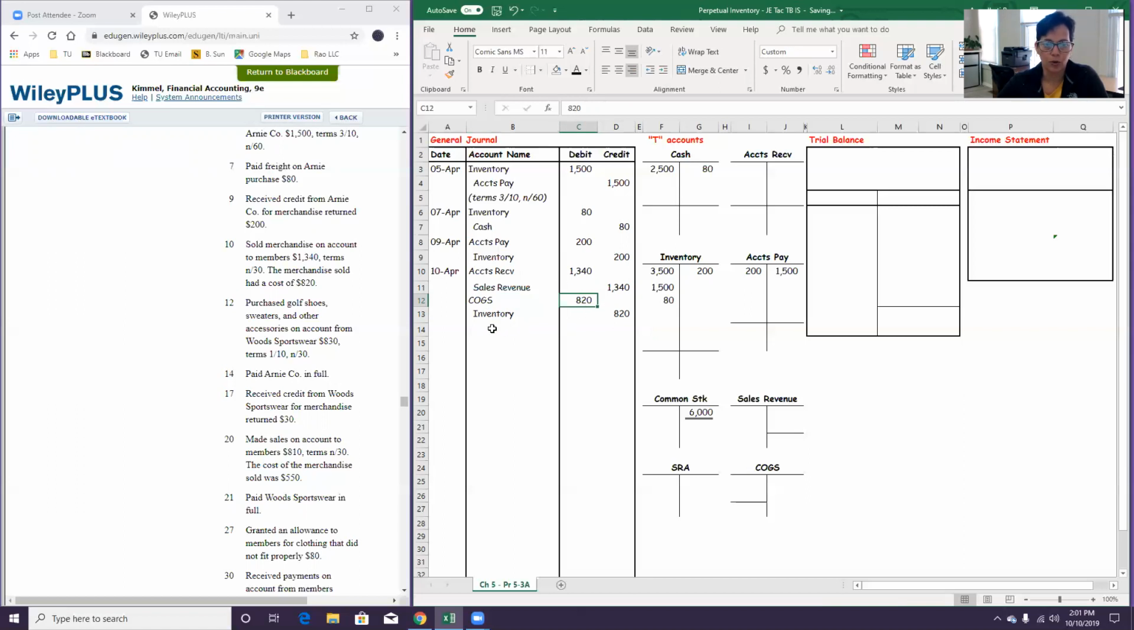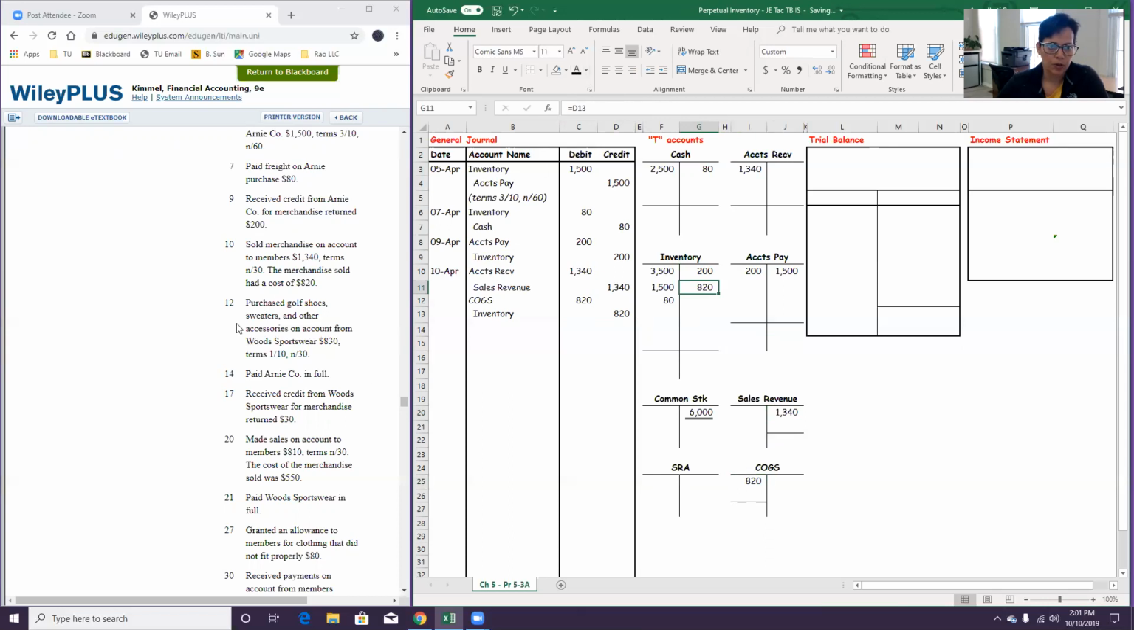But we're not going to do transaction by transaction. We do it at the end in the income statement. So let's put this information in our T accounts. Accounts receivable debit, 1340. Sales credit, 1340. Cost of goods sold debit, 820. And inventory credit, 820.